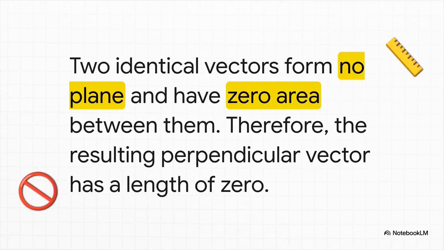Okay, but why was the cross product 0? This part is just beautiful. The length of that new vector from a cross product depends on the area that the first two vectors create. But think about it. What kind of area do two identical vectors make? They just lie right on top of each other. They form a line, not a plane. There's literally 0 area between them. So, if the area is 0, the length of that new perpendicular vector has to be 0 too.